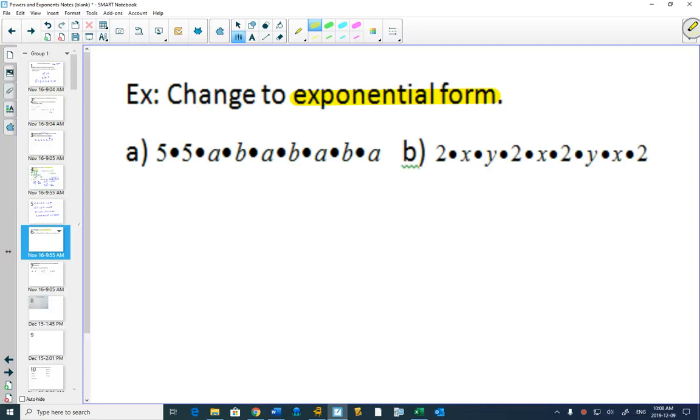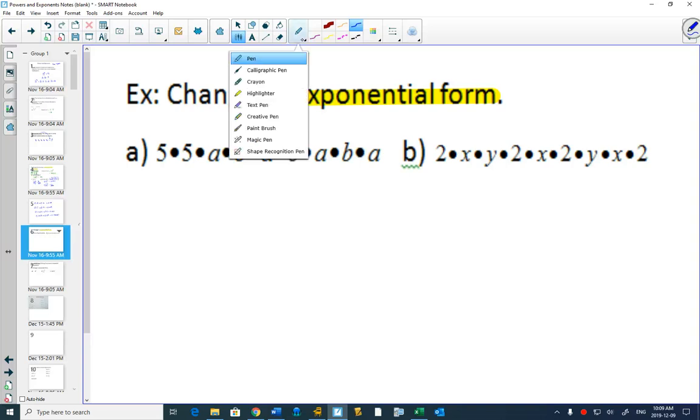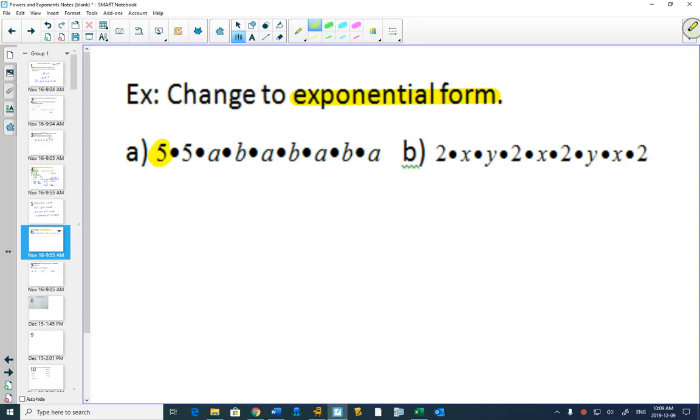So we want to write in an exponential form. Now, each question that we add in our notes adds a little bit of complexity. Now, what do I see in A? I've got fives, I've got A's, and I've got B's. If I take out my highlighters here, I got a 5 and a 5, switch colors. I got an A here, an A here, an A here, an A here. Switch colors, B there, B there, B there.